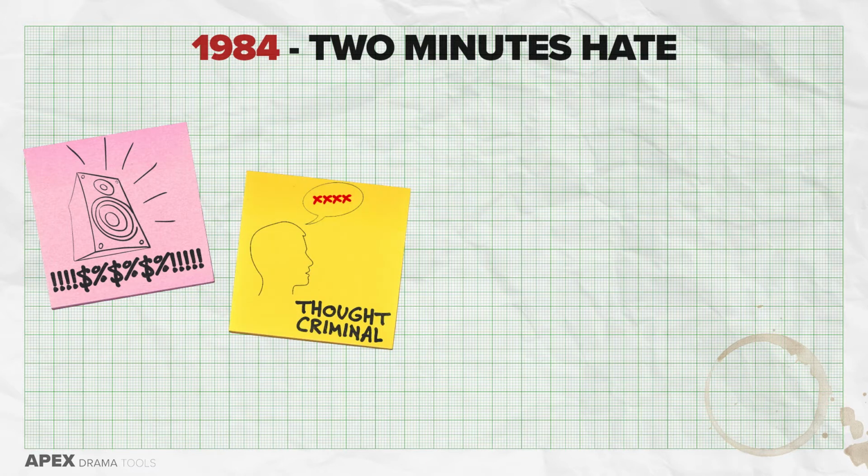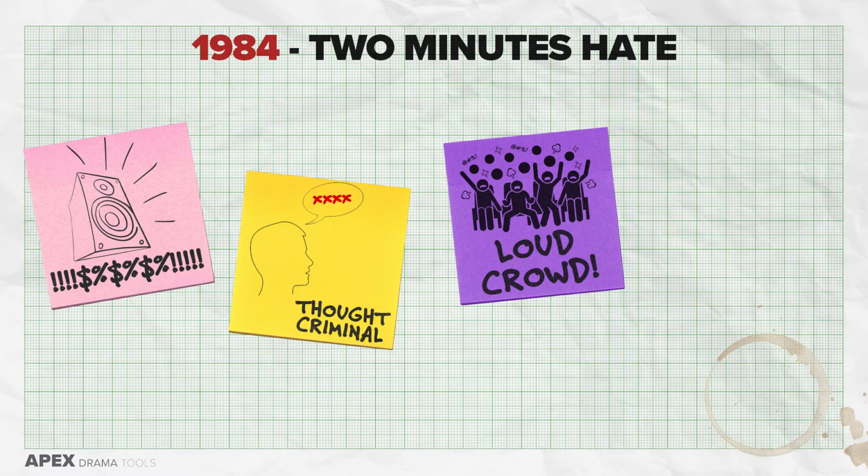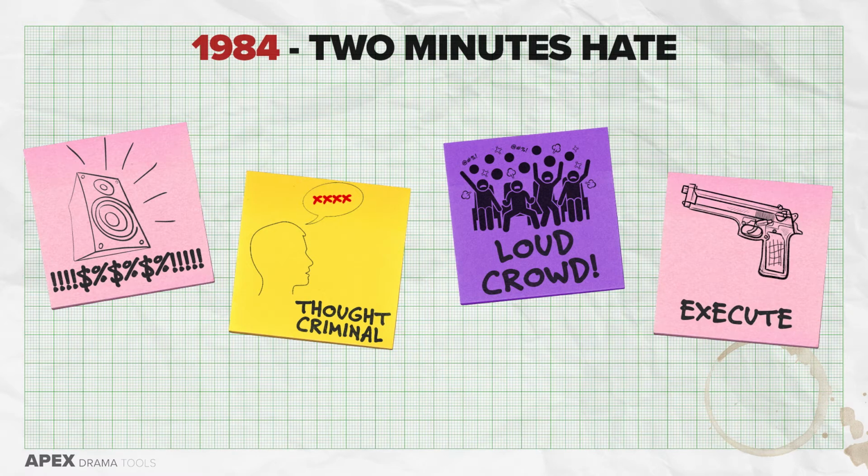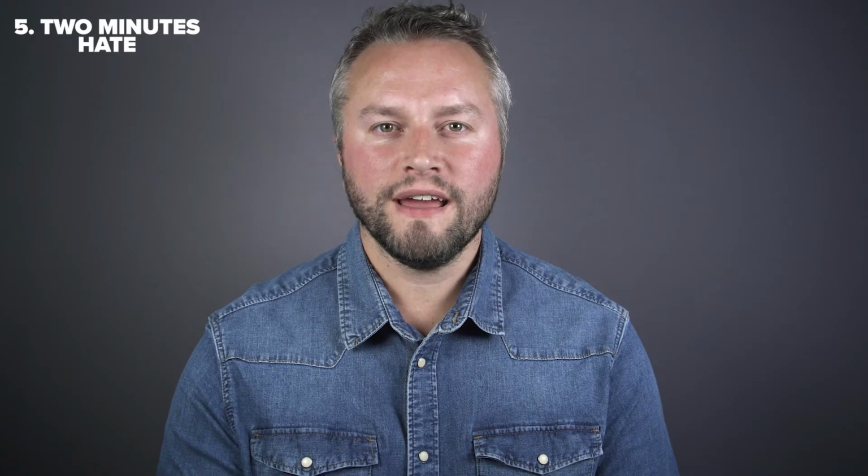You have Thought Criminal, who is Goldstein, confessing. There's the crowd's huge reactions to this, followed by Winston's breakout from it. And finally, you have Thought Criminal's execution. Work through it all, slowly and specifically.